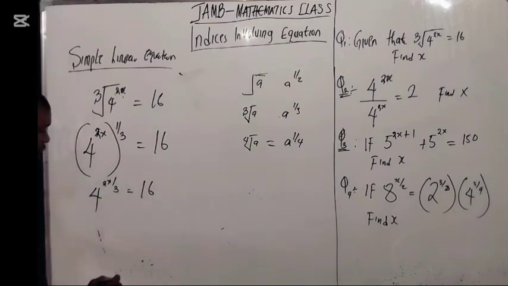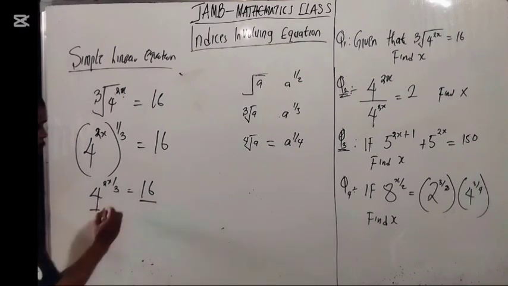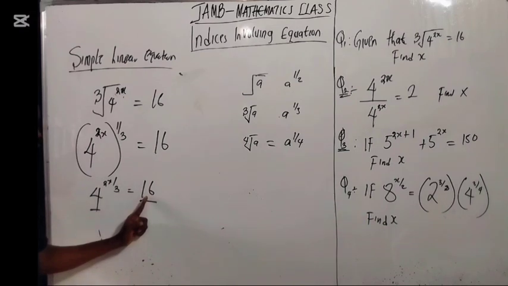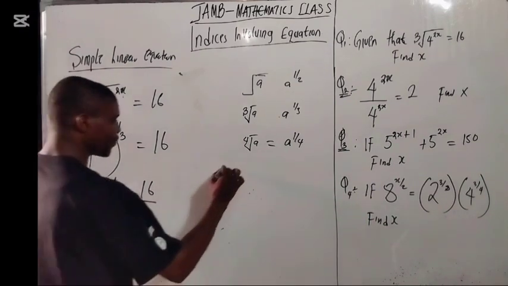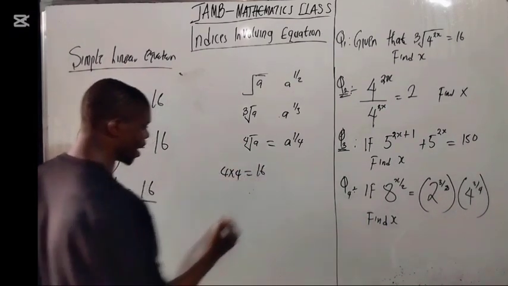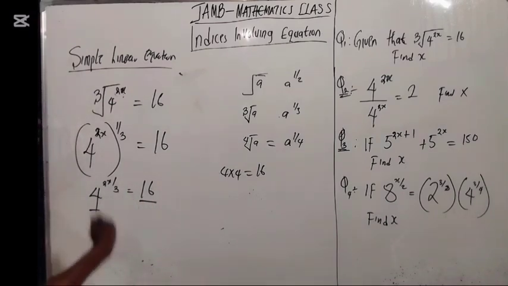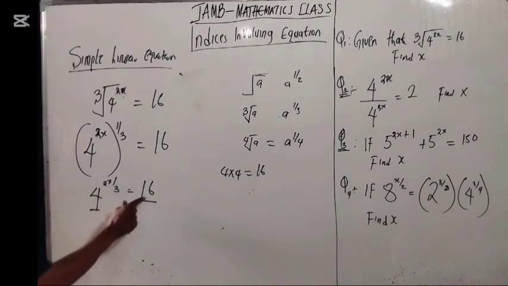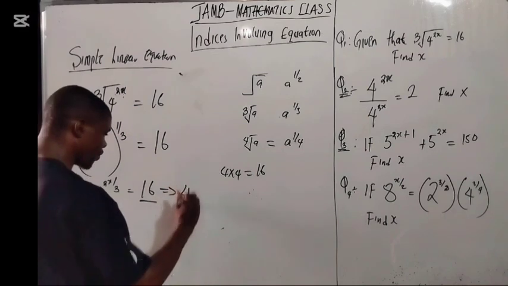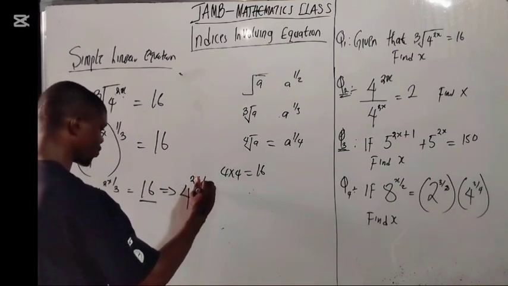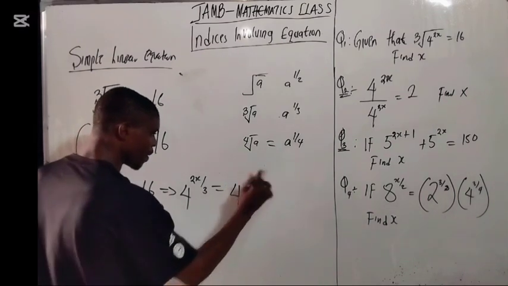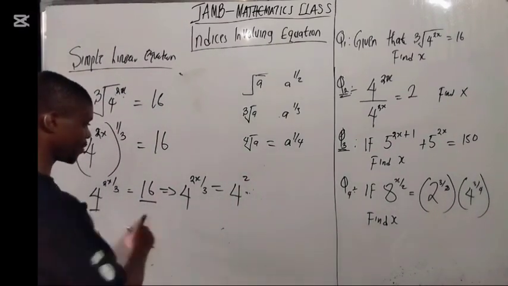Now what is next? You check where the two sides can be in the same base. Here is 4, here is 16. Remember, 4 times 4 is 16. So the idea of this simple linear equation is to make the base the same. Once you make the base the same, this implies that you have 4 raised to 2x over 3 equals 4 raised to 2, because 4 times 4 is 16.